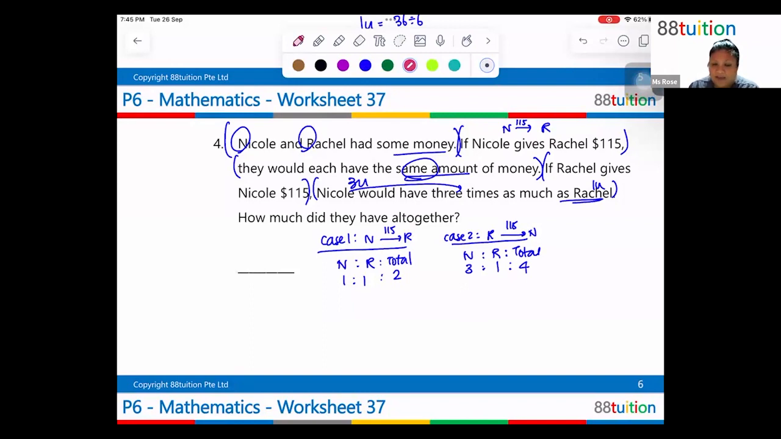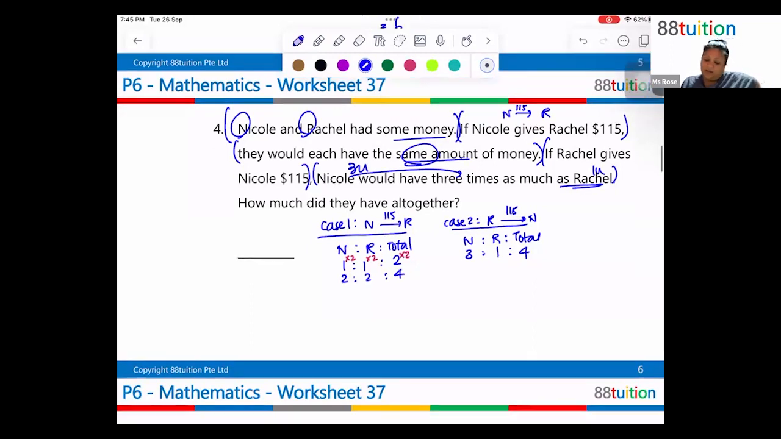So to make them the same, I need to find the first common multiple of 2 and 4, which is how much? Anyone? What's the first common multiple of 2 and 4? Yes, thank you. So it's 4. So I have 2 times 2. So when I times 2, I will get 2, 2, and 4.